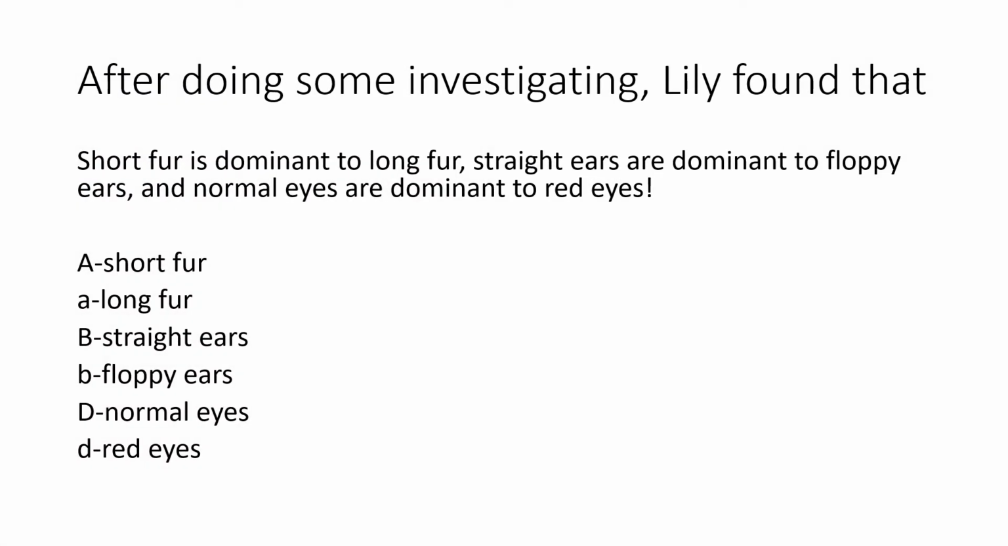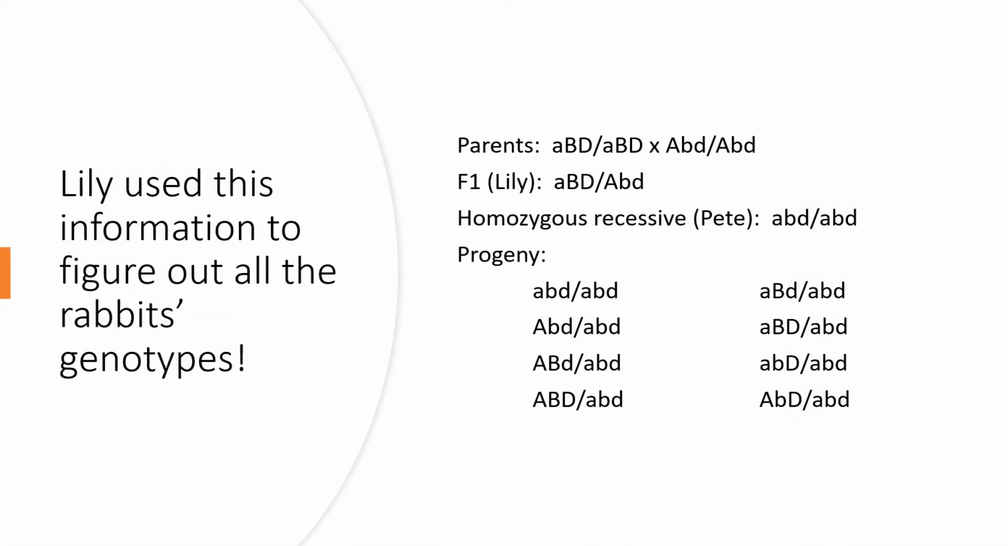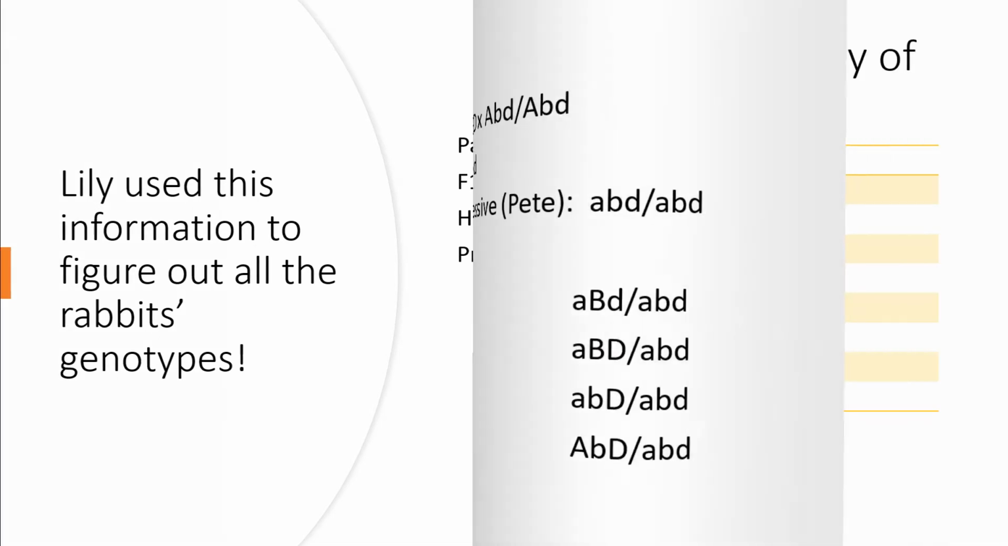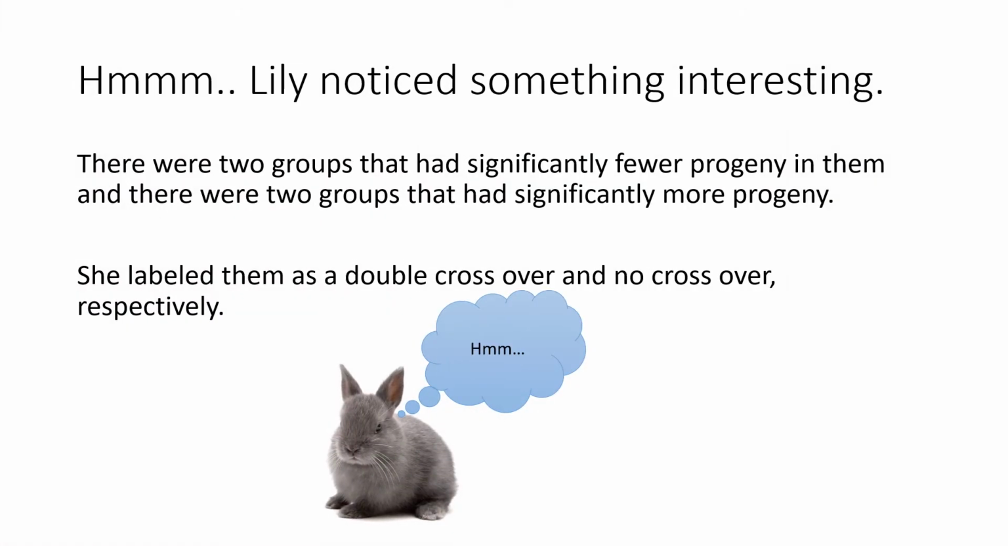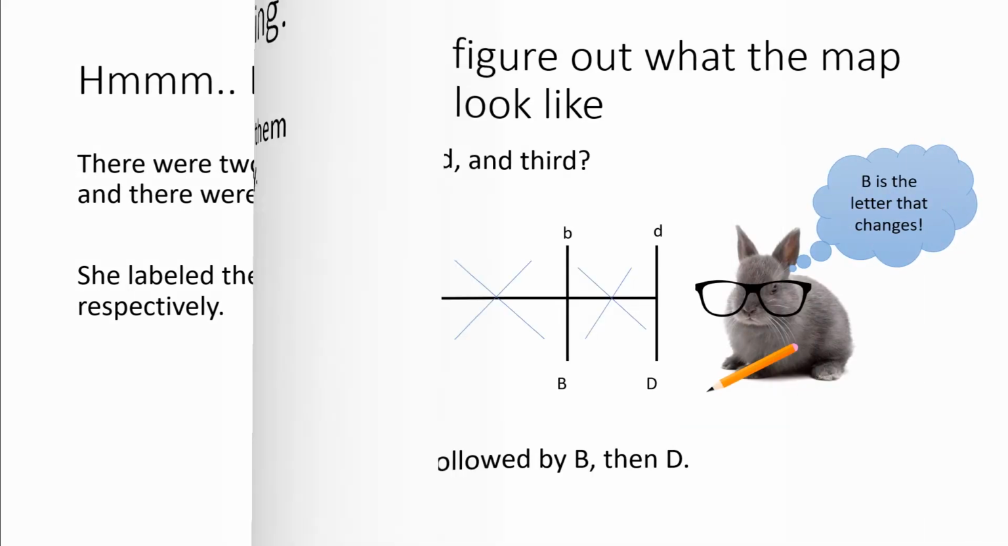After doing some investigating, Lily found that short fur is dominant to long fur, straight ears are dominant to floppy ears, and normal eyes are dominant to red eyes. Lily used this information to figure out all of the rabbits' genotypes. Then she made a chart showing how many of her babies were each phenotype. Lily noticed something interesting. There were two groups that had significantly fewer progeny in them, and there were two that had significantly more. She labeled them as double crossover and no crossover.